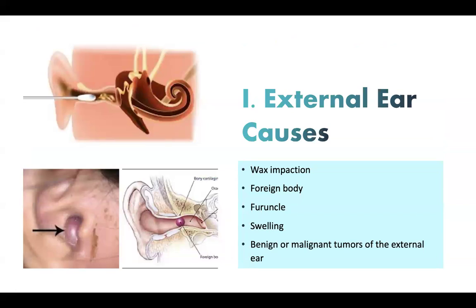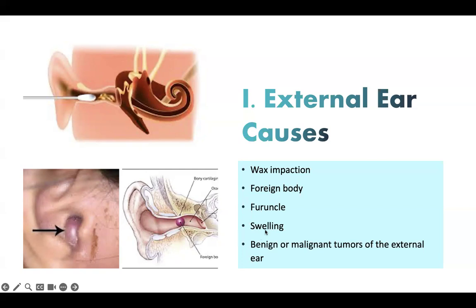Now, causes of acquired conductive hearing loss. So the ones that are related to the external ear. Causes related to the external ear include wax impaction, which could be one of the most common causes of acquired conductive hearing loss. Any foreign body in the ear or the external auditory canal. Furuncle, which is an inflammation of the hair follicles.